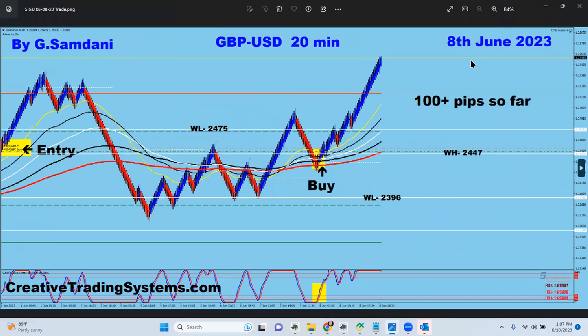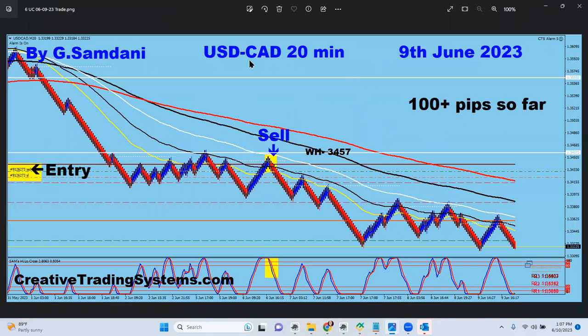And on the 8th is pound USD, based on my 40-minute chart, 100 pip to the upside. And here on the 9th, USD-CAD, this entry was on the 6th, but this is a very slow mover. So I just held it because I knew this is going to drop. I have my bigger chart, so slowly it was dropping. And in 3 days, it's only 100 pip, so that's okay.